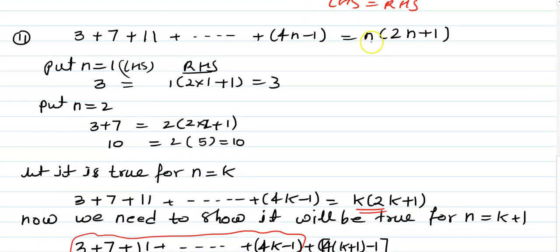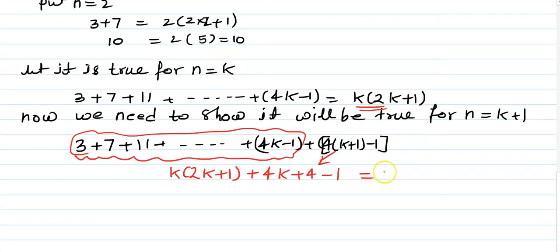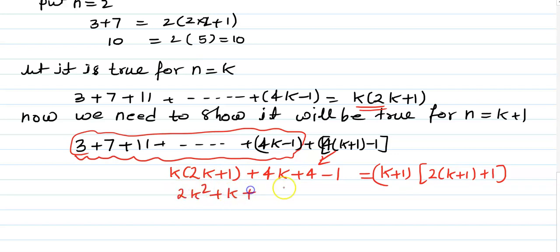So if you put k plus 1 here, it will be k plus 1 and 2(k plus 1) plus 1. So let's write down here k plus 1, then in a bracket it is 2(k plus 1) plus 1. Okay, so let's multiply it. So it will be k times 2k, it will be 2k square plus k plus 4k plus 3. So we can write down 2k square, collect the like terms, so it will be 5k plus 3.